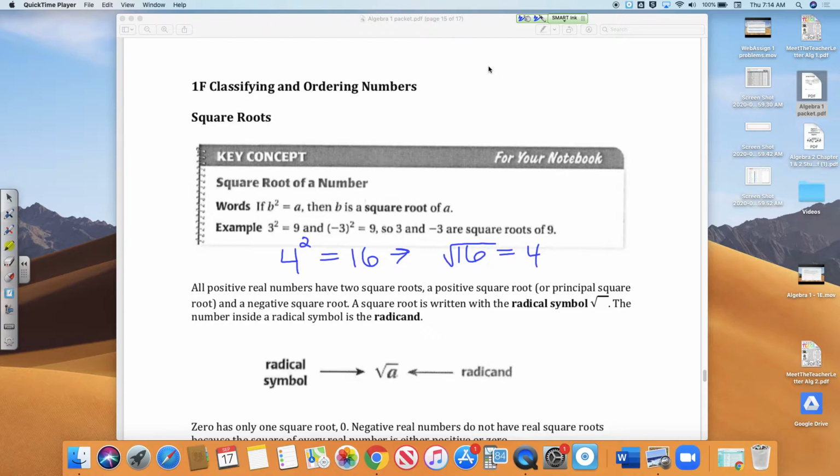Looking at the next part of the notes, it says all positive real numbers have 2 square roots, a positive square root, or principal square root, and a negative square root. A square root is written with a radical symbol. The number on the inside is called the radicand. So, the square root of 16: this points to the radical symbol, and 16 is considered the radicand. Okay? Moving down to the next part of the notes.